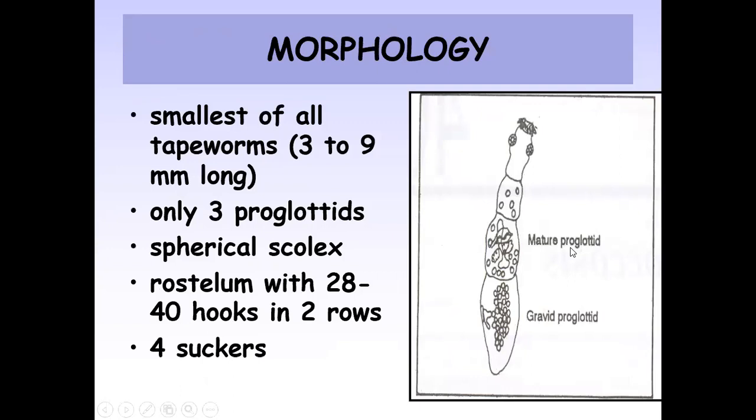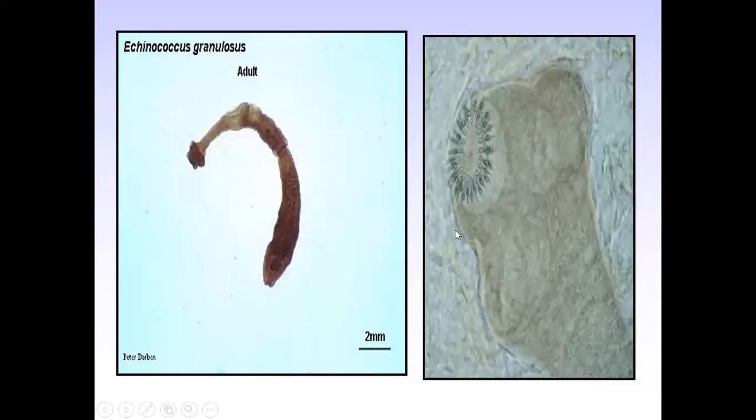Morphologically, it is the smallest of all the tapeworms. It has 3 proglottids, and it has a head, and it has a rostrum, which is the topmost portion. This has 28 to 40 hooks in 2 rows, and there are 4 suckers. You've studied the morphology in the case of Taenia saginata and Taenia solium. Since they are all flatworms, this morphological feature of the head and neck helps us in differentiating between the various species. So this is a picture of the adult worm, and this is the close-up of these rows of hooks and the suckers.